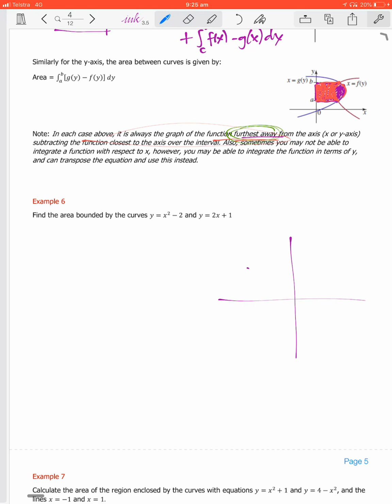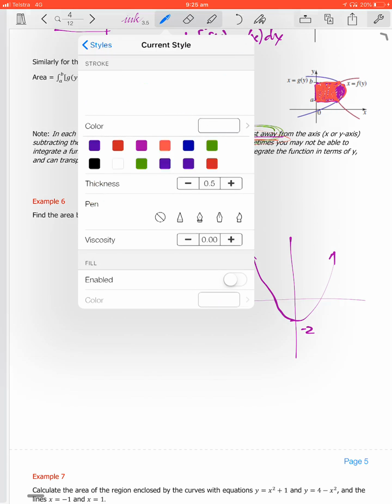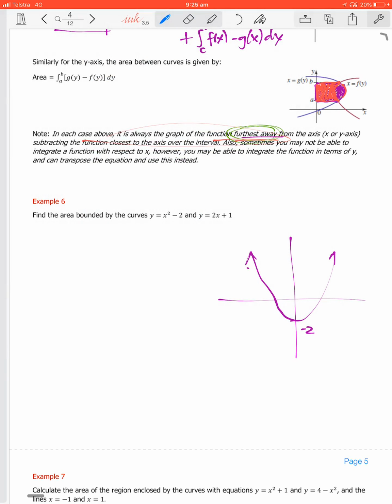Okay, x squared minus 2, so that's going to go through -2. It's going to look something like that. Really bad graph. And then I've got 2x plus 1, so there's 1. It's got a gradient of 2. So we obviously want this area here because it's bounded by the curves. It doesn't say anything about axes, just the curves.